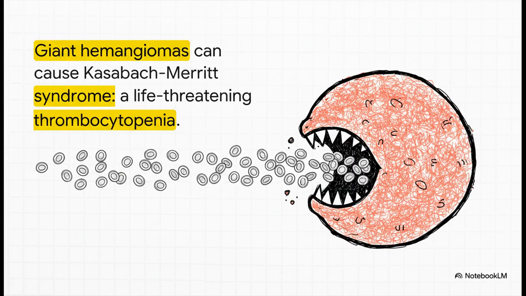Okay, here's a rare one, but it's a serious red flag and a great exam topic. Giant hemangiomas can sometimes lead to something called Kasabach-Merritt syndrome. This is a really dangerous condition where the tumor basically acts like a sponge for platelets, trapping and consuming them. This leads to severe thrombocytopenia and a massive risk of bleeding.